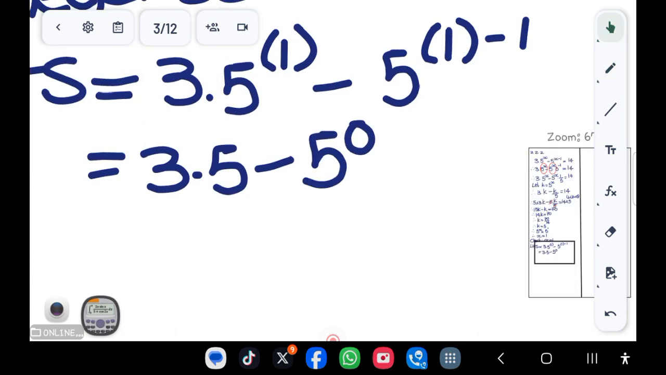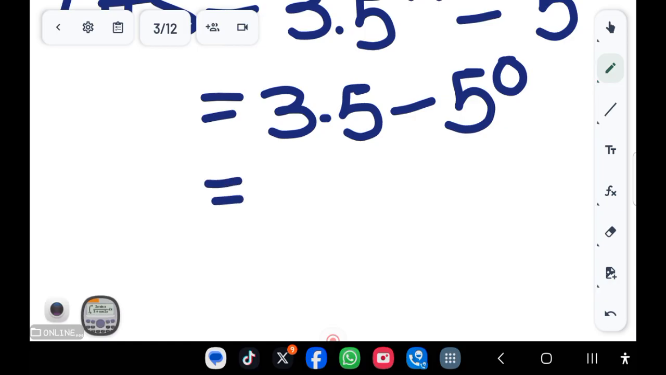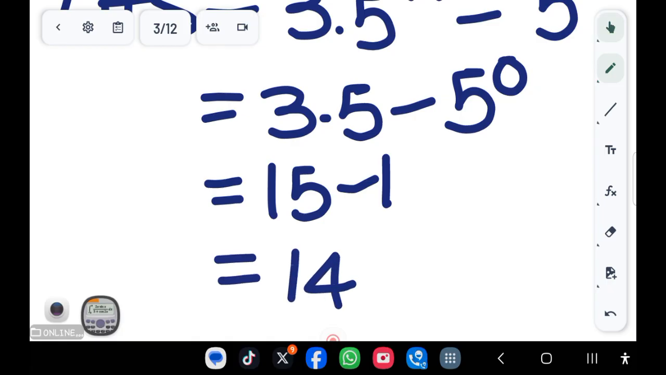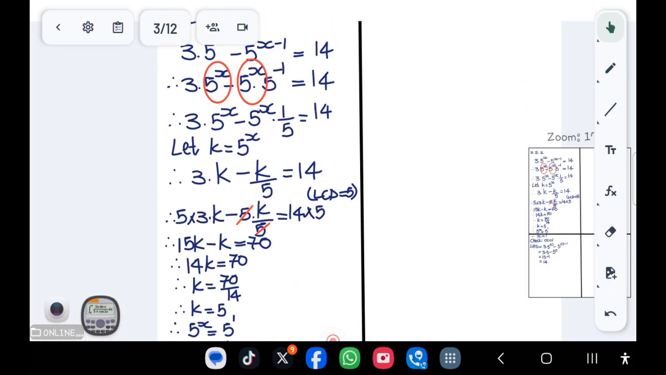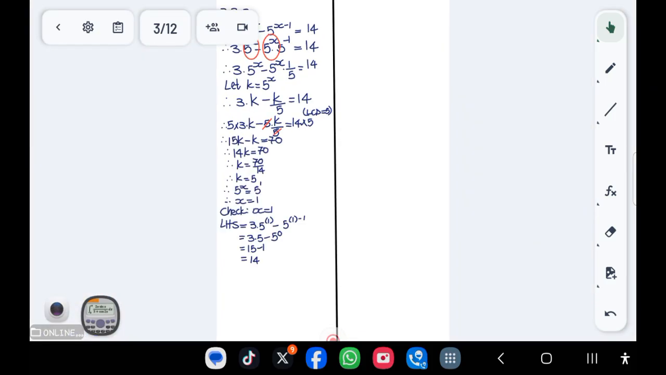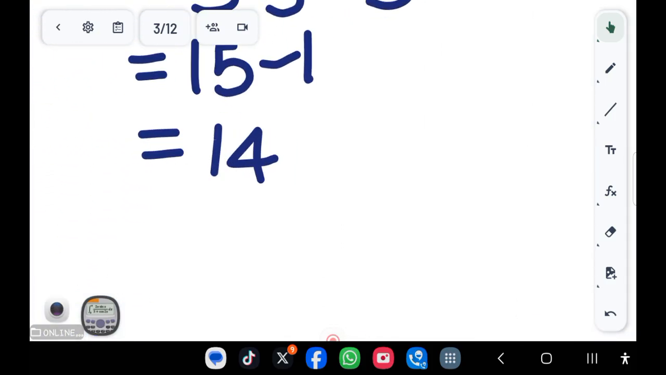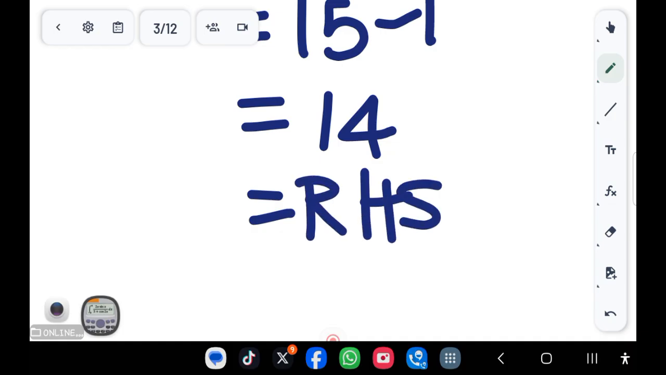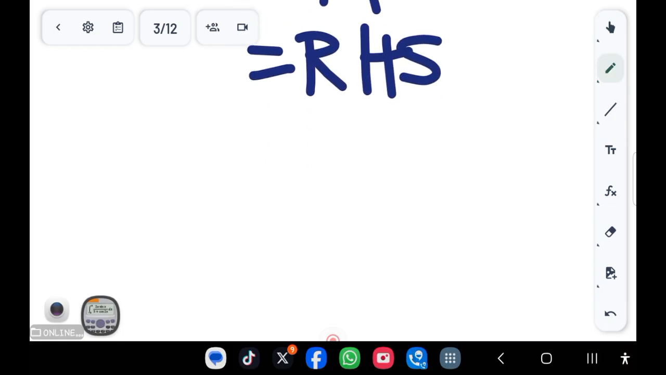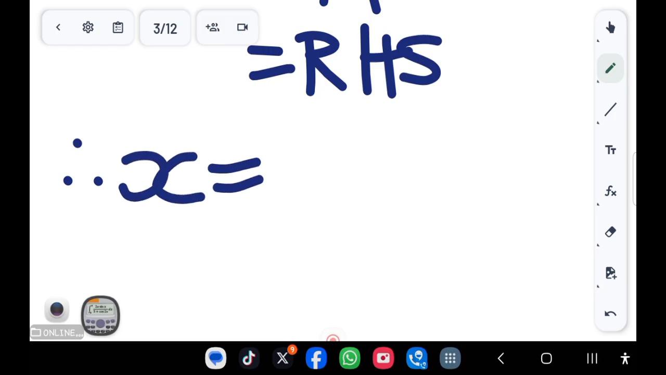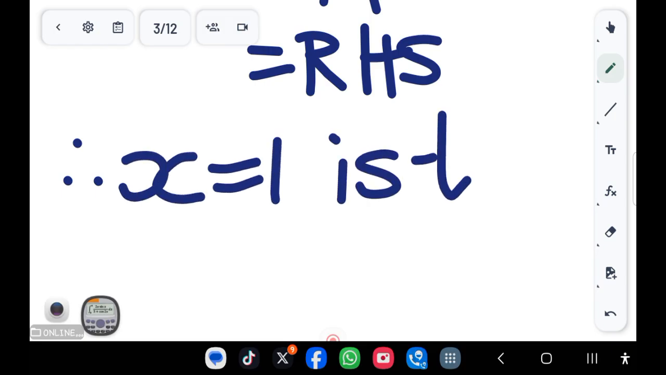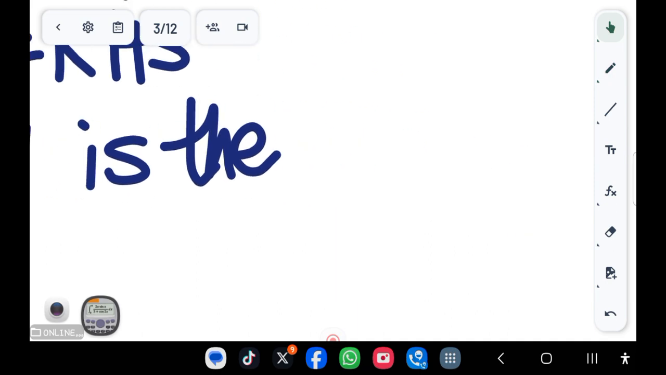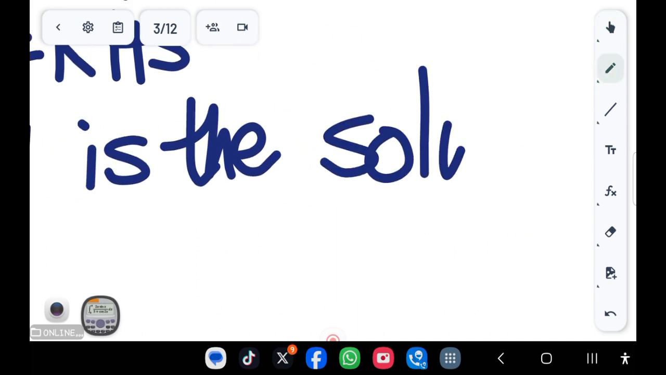1 minus 1 is 0. And we know that anything to the power of 0 is 1. 3 times 5 is 15 minus 1. And that gives us 14, which is equal to the right hand side. Therefore, x equals 1 is the solution. That is the solution, and that's how you check.